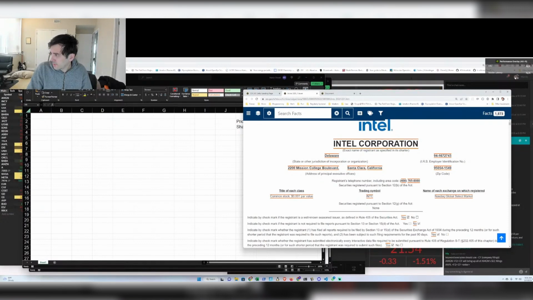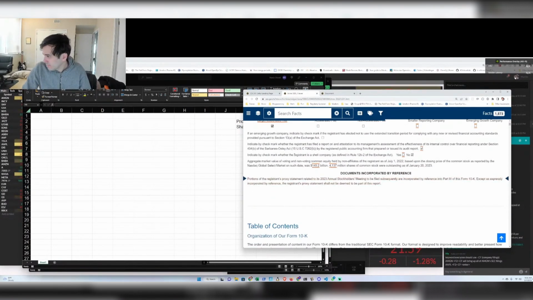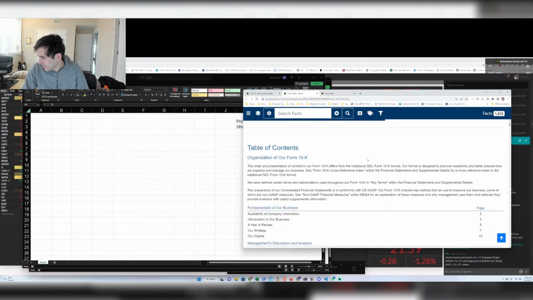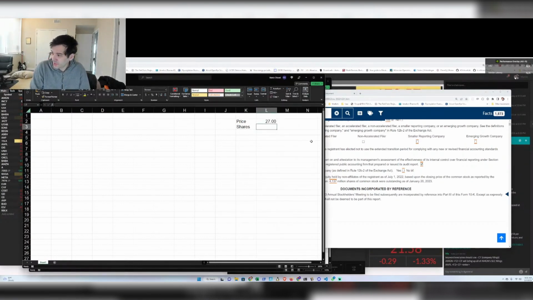The way the SEC loads these things, even a super fast computer like mine, it gets a little messed up, so it's not a great system. Right, usually there's shares outstanding. Here it is, 4,137 million, so 4.137 billion shares outstanding.